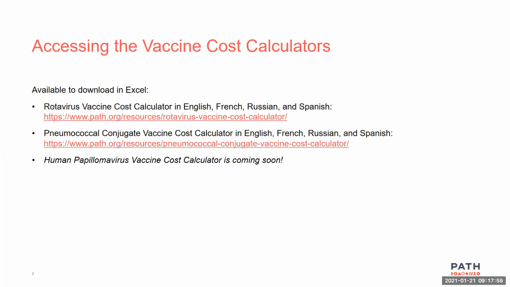So you can access the vaccine cost calculators online. You can use the links that are here on the slide. They're available in multiple languages, so you can access versions in English, French, Russian, and Spanish. As I was saying, there's a cost calculator for HPV that we hope will be available over the course of the year. And on the discussions we're having around additional calculators, we're discussing potentially having a similar calculator for maybe COVID vaccines and typhoid fever, but that's still just under discussion, and there's nothing that's set yet.